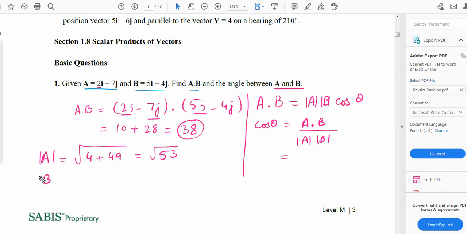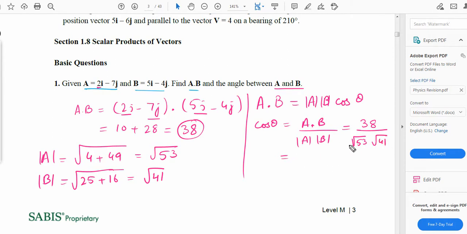Now let's find out the magnitude of the vector B. That will be equal to 5 square, that is 25, plus negative 4 square, that is 16. So 25 plus 16, that will become equal to 41. So it will become under root 41. So I'll just insert these magnitudes over here, and I already have A dot B. So cos of theta is 38 divided by under root 53 times under root 41.